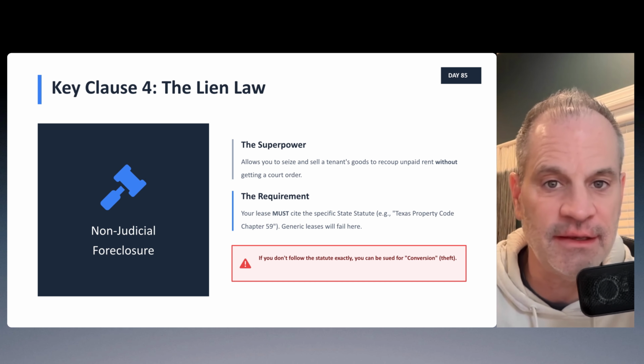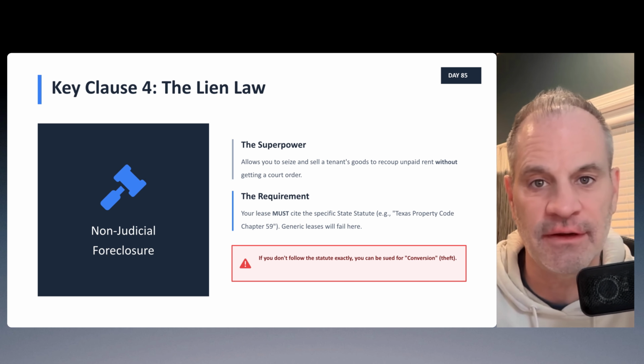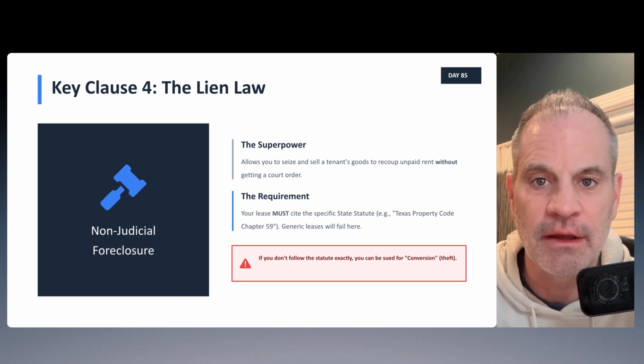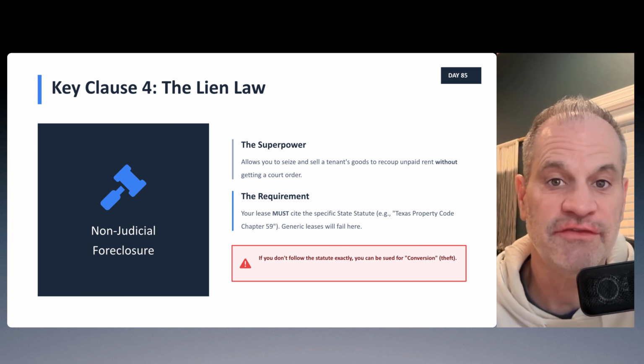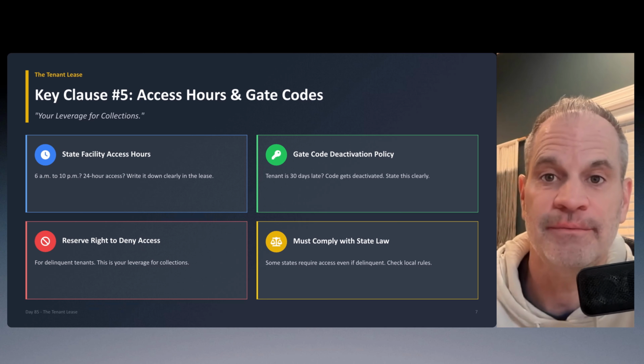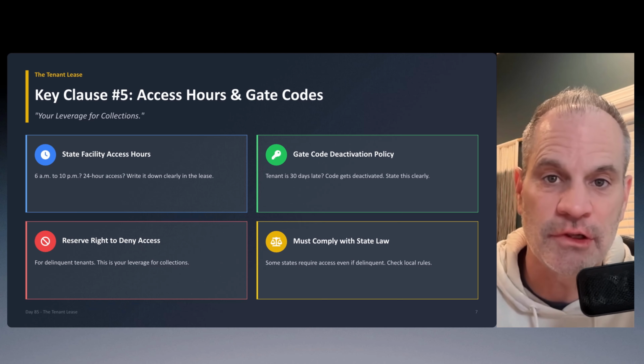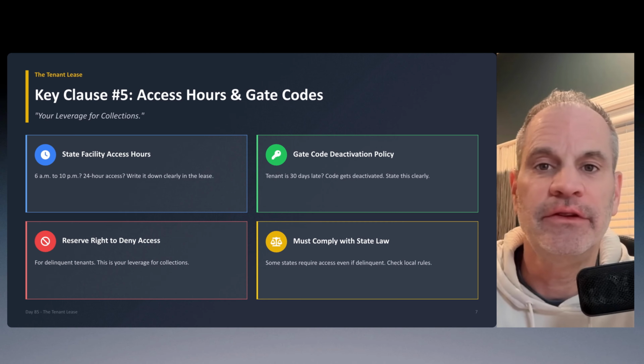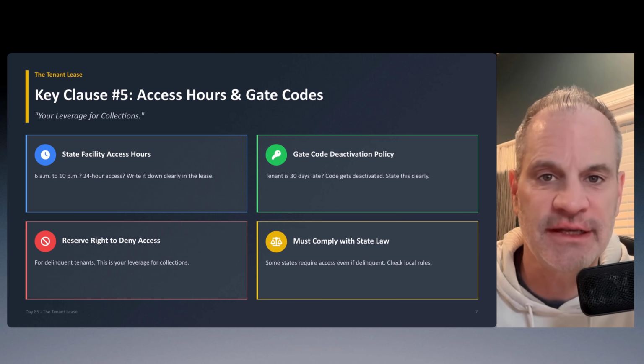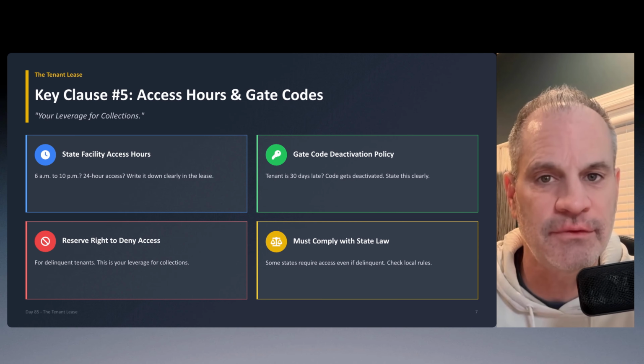If you're in Pennsylvania, it needs to be a Pennsylvania lease. If you're in Ohio, it needs to be an Ohio lease. All right. Now let's talk about how to shift the liability away from your facility. Because after the lien law, the insurance requirement is the next non-negotiable clause in your lease. You can't be responsible for your tenant's stuff, and this is the clause that proves it.